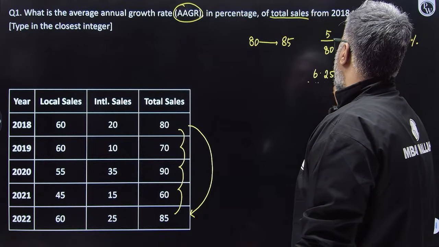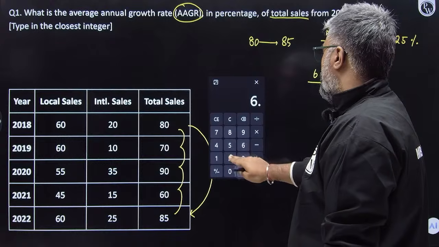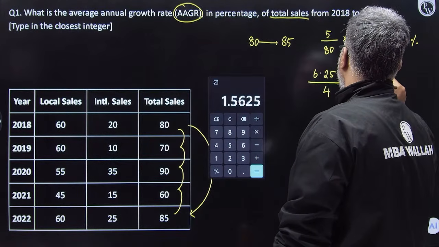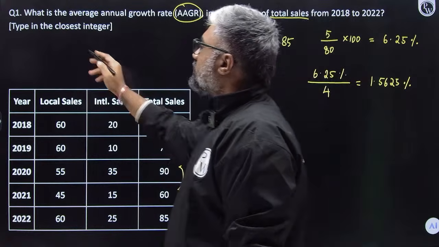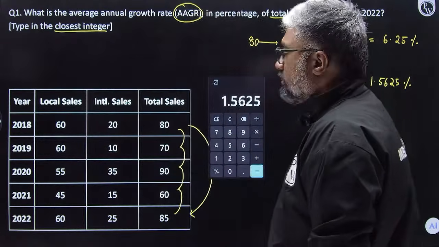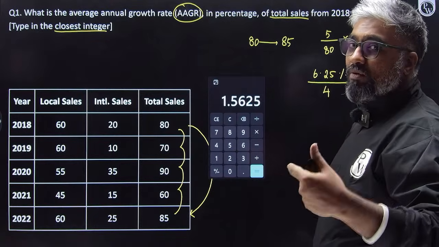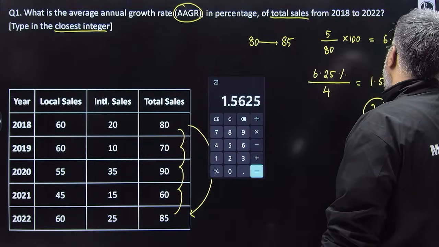So 6.25% over 4 years would fetch you how much? 6.25 divided by 4 is 1.5625%. What they're asking us to do is type in the closest integer. What's the closest integer? 1.56 is more than 1.5, which means 2% will be our answer. Good.